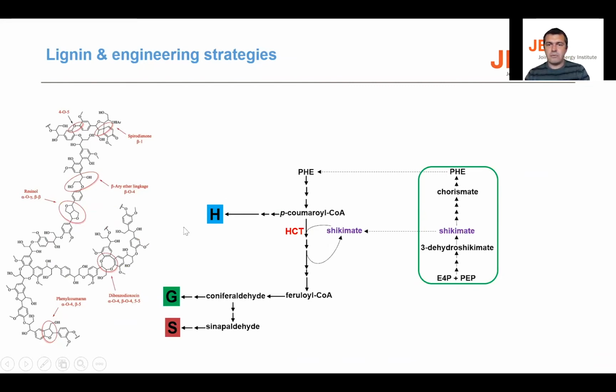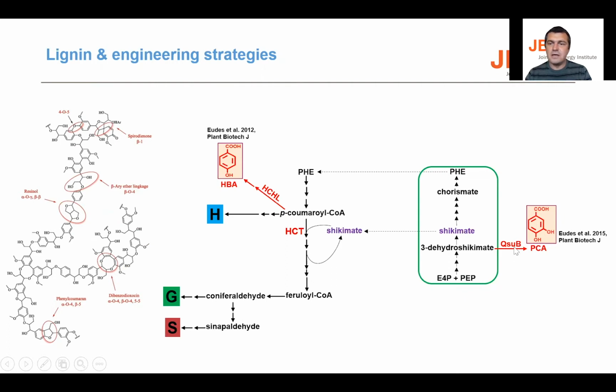So today I will show you the effect of expressing 2 bacterial enzymes in plants, QsuB and HCHL, and you will see that in addition to modifying lignin, the expression of these enzymes enables the overproduction of 2 aromatics in plants: 4-hydroxybenzoic acid and protocatechuate.